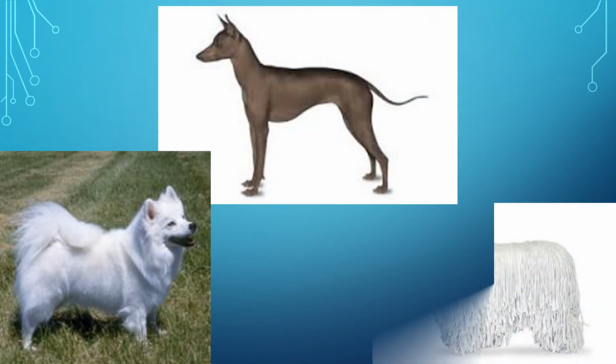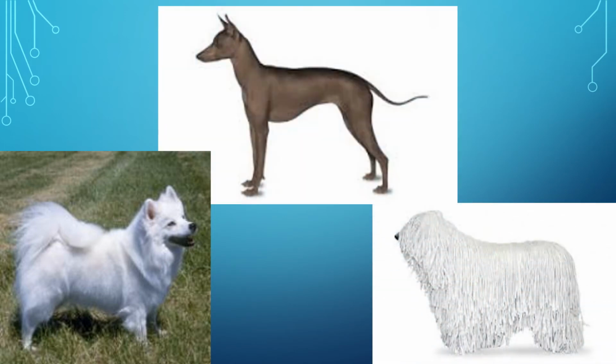All right. So the question I want to ask you while you're looking at this slide is, has the breeding that these dogs have gone through to become the dogs that they are, has that affected natural selection? And will it continue to affect natural selection?